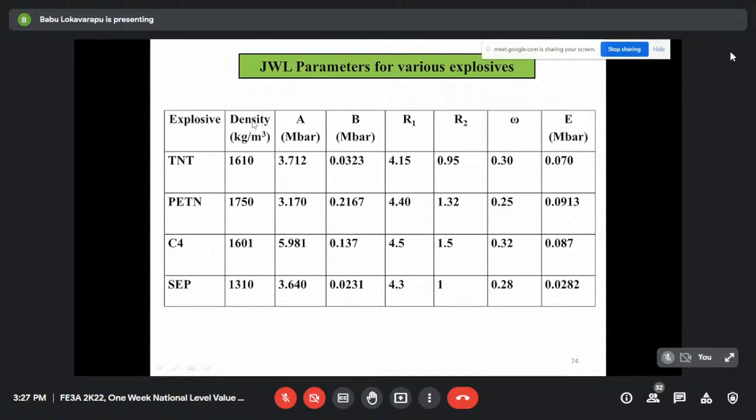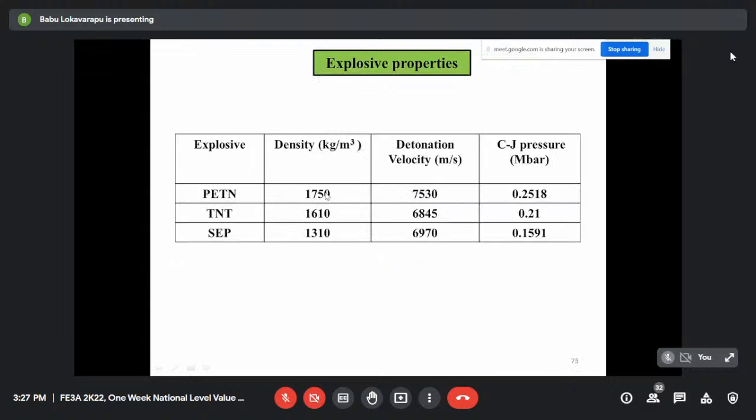Okay, and for these, the properties are there already. We have the density of these substances already, and using these values, A and B and R1, R2, omega, E1, all these various parameters are established, derived by using JWL. Okay, and these values only we are going to use to model this. And also the basic properties of these three are density, detonation velocity and CZ pressure values.